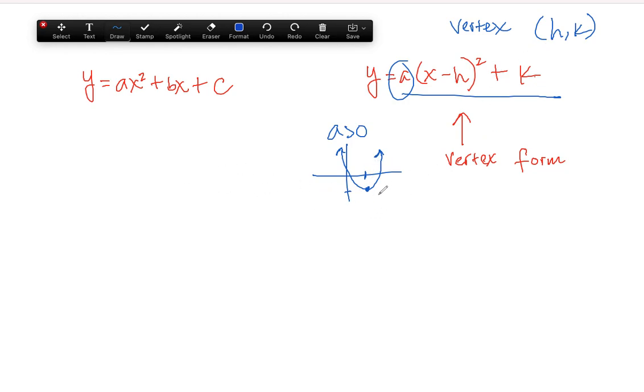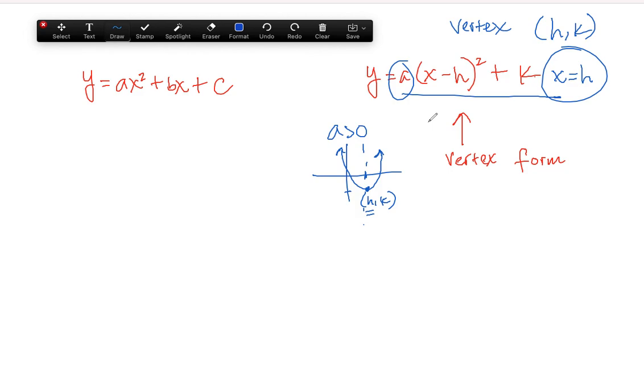One is, in the vertex, this is h comma k right here. Now, h is the x coordinate of the vertex. It's also the axis of symmetry. So the axis of symmetry, if you're given the vertex form, is always x equals h. And this stuff is gonna help on the SAT prep to come soon. Okay, so the axis of symmetry is x equals h.